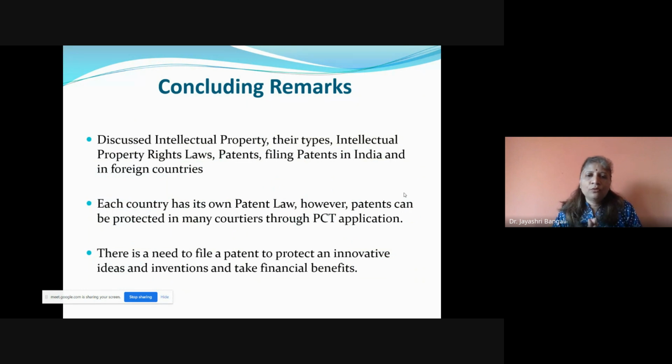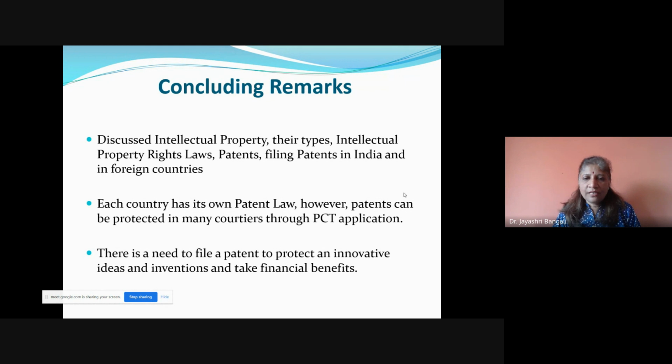So I am at the last part, the concluding remarks. In today's session, I have covered the introduction to intellectual property rights, starting from its definition, then their types with a briefing about each, then what exactly a patent means, how an invention should be if you want to file a patent, and what conditions your invention should fulfil. Then the procedure for filing a patent in India and abroad, and the different sites available for patent search. All these things we have discussed in today's session.